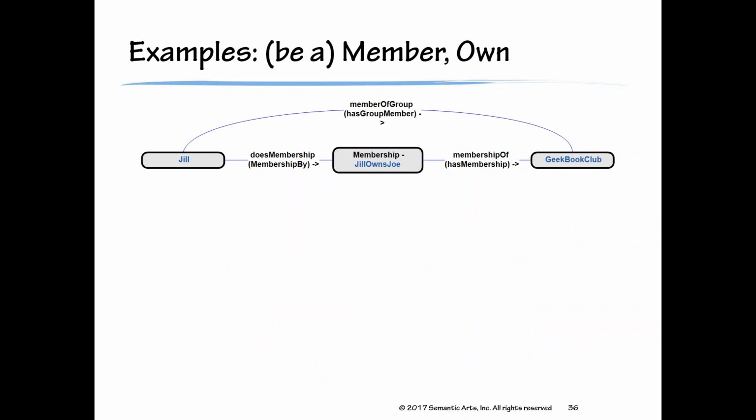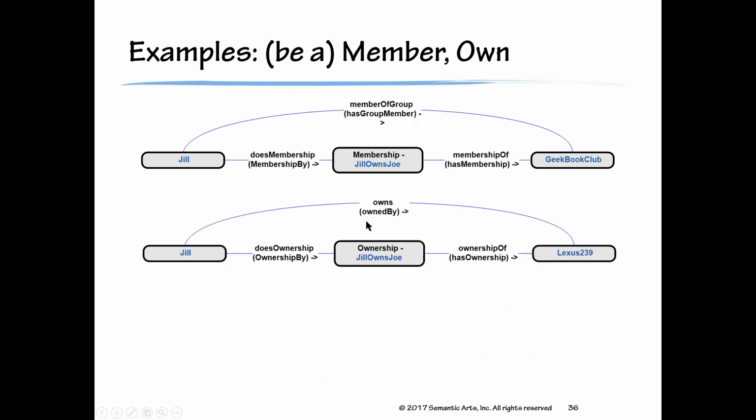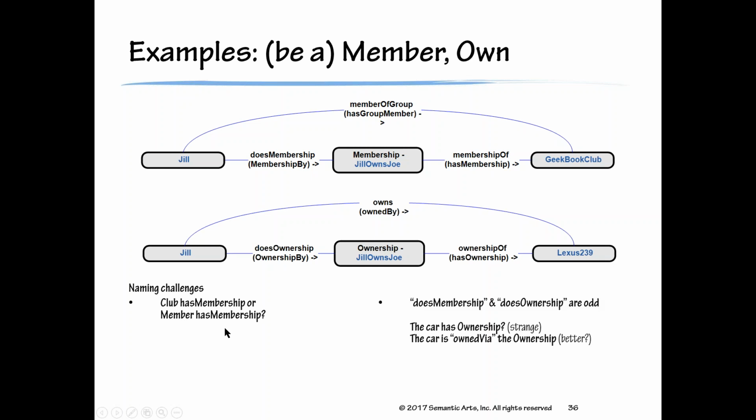But then there's other examples like being a member or owning something, where these words are just kind of awkward. Does membership of, that just kind of doesn't make sense. So sometimes you just don't know a good name to use for these things, right? Does a club have membership, or does a member have membership? Does membership and does ownership, this doesn't sound right. A car has ownership, that really doesn't make any sense. Maybe you could say the car is owned via the ownership. That sort of makes sense a little bit more in English. It's not a common expression you'd ever use.